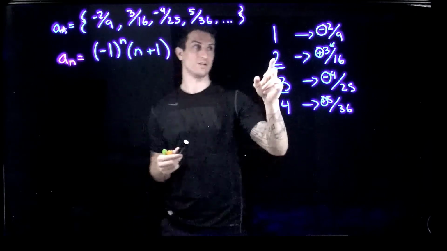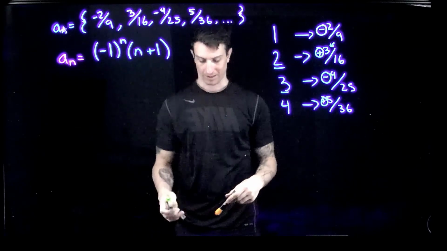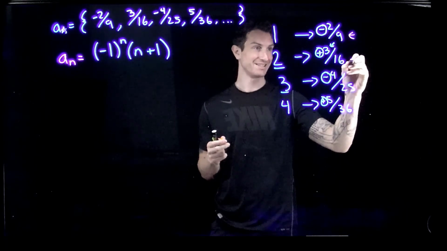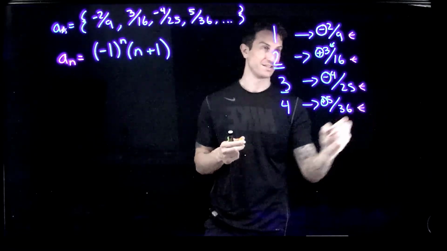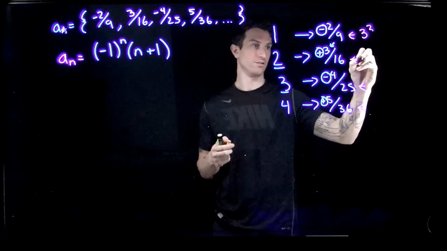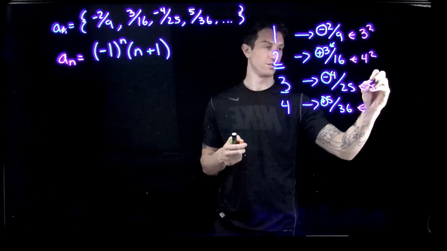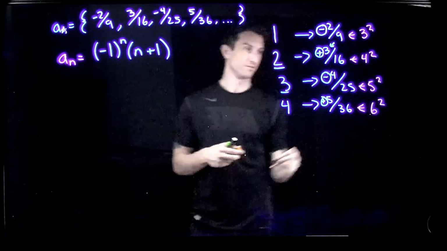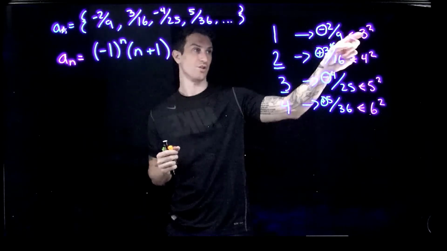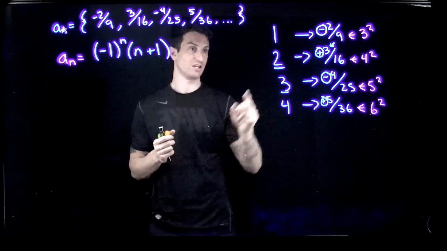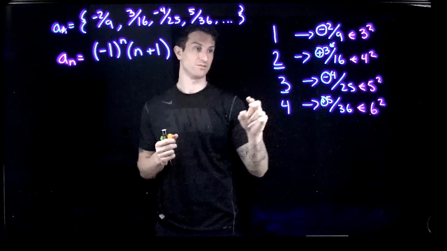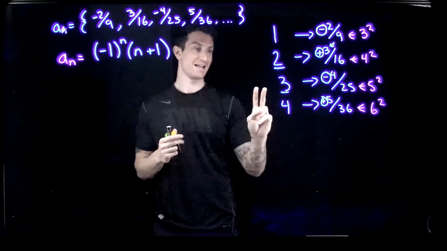And now what do we notice in our denominator? Well, what do we notice first before we even get to anything? 9, 16, 25, 36. These are all perfect squares. 3 squared, 4 squared, 5 squared, 6 squared. Now, how am I going from 1 to 3? I'm adding 2. How am I going from 2 to 4? I'm adding 2. 3 to 5, adding 2. 4 to 6, adding 2.